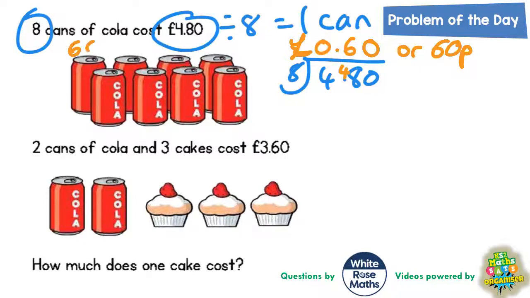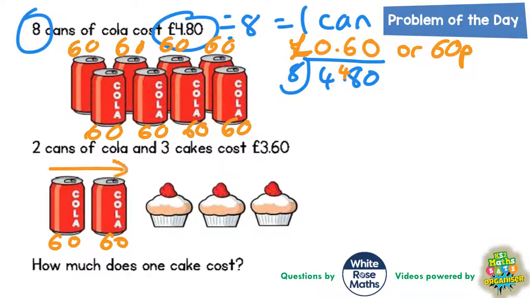So 60, 60, 60, 60, all the cans are worth 60. But in the second part of the question, that means these 2 cans are also worth 60p each. If the 2 cans are each worth 60p, then the 2 cans together must be worth 2 lots of 60p. And 2 lots of 60p is £1.20.